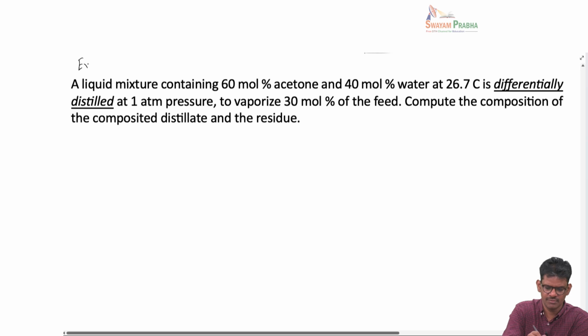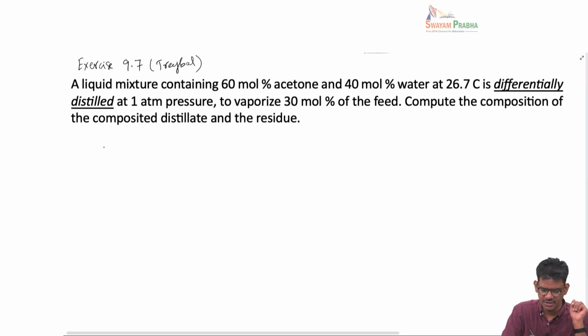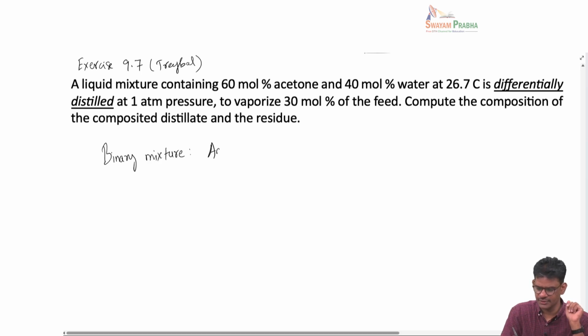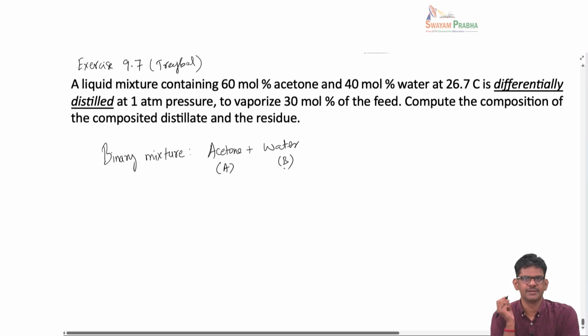This is a problem from the textbook. This is exercise problem 9.7. So here you can see that this problem and the previous problem are very similar, except that what is given and what is asked are different. Okay. So in this problem, the binary mixture is acetone plus water. Acetone is component A and water is B, because we know acetone is more volatile than water.